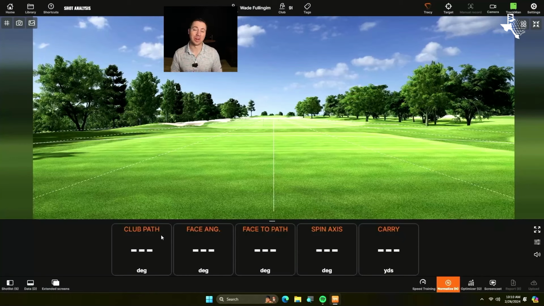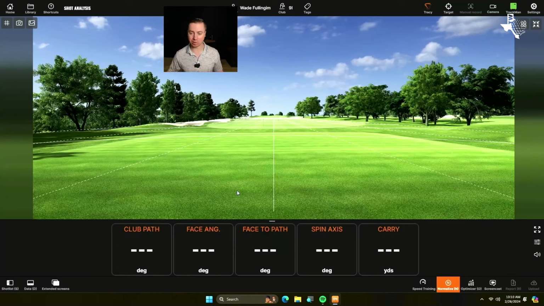Let's dive into it. All right, I'm on shot analysis here, and at the bottom, I've selected 4 numbers. There's 5 numbers up here because we want to know carry, but there's 4 main numbers you need to know. First number is club path. Club path is the direction your club head was moving in reference to the target line that you've set.